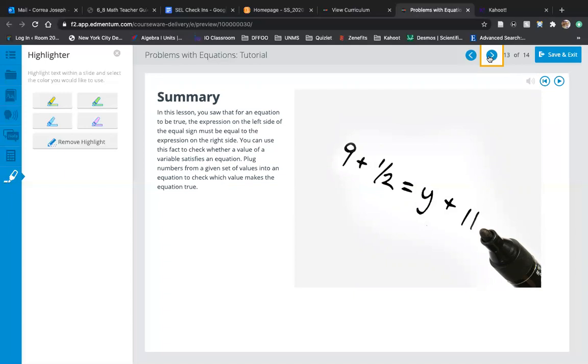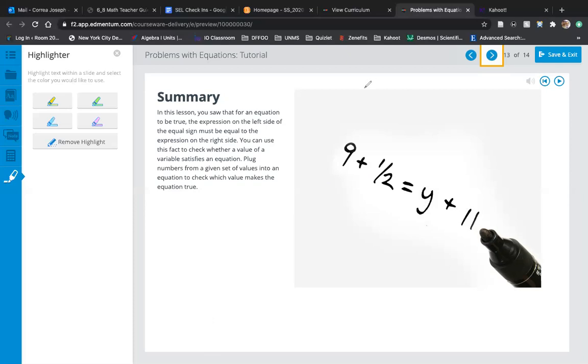So it says you can use this fact to check whether a value of a variable satisfies an equation. Again, it says plug numbers. The technical mathematical way of saying that is substitute numbers from a given set of values into an equation to check which value makes the equation true. So they gave us this equation here, which actually doesn't look that simple. It says 9 plus 1/2 equals y plus 11.